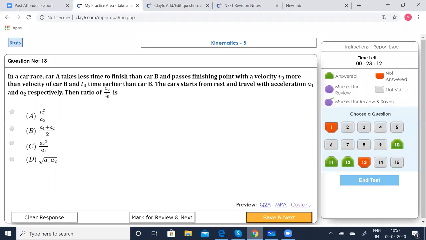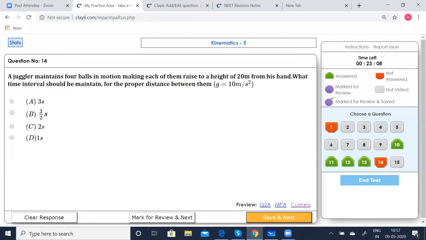D option is correct. Save that. Go to the next. A juggler maintains 4 balls in motion, making each of them rise to a height of 20 meters from his hand. What time interval should he maintain for the proper distance between them? Take g as 10 meters per second squared.